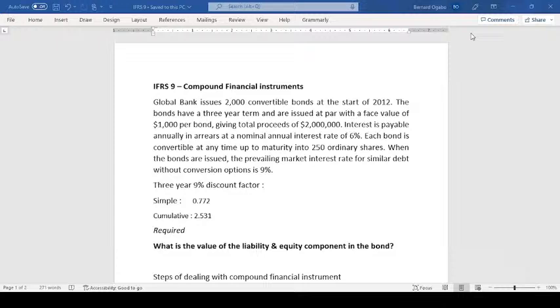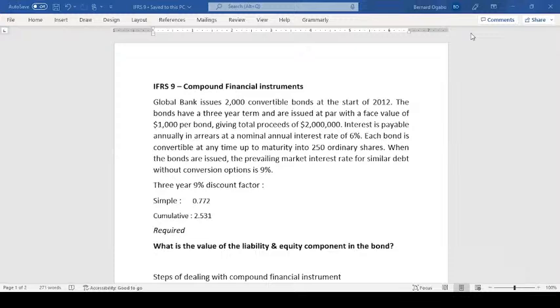Today we're going to be looking at IFRS 9 compound financial instruments. As you already would have known, a financial instrument is any contract that results in a financial asset of one company and a financial liability or an equity instrument of another company. And when we are looking at financial instruments, we have their key components: financial asset, financial liabilities, and equity instrument.